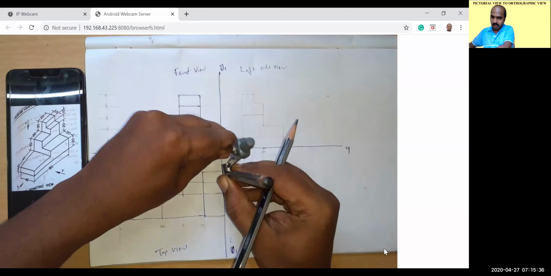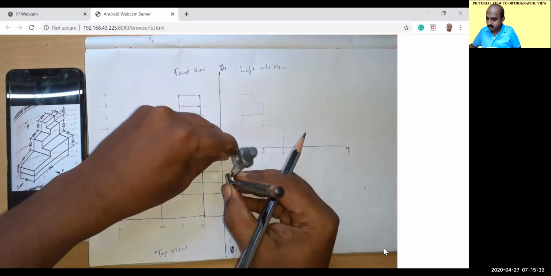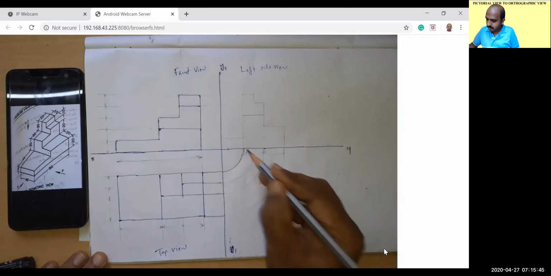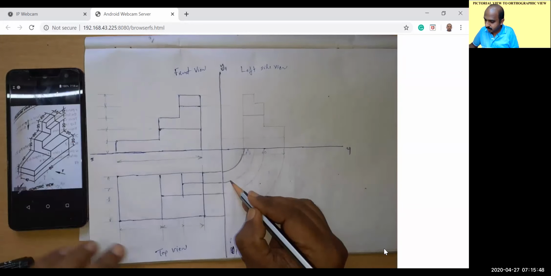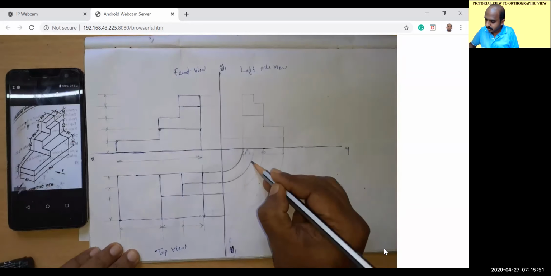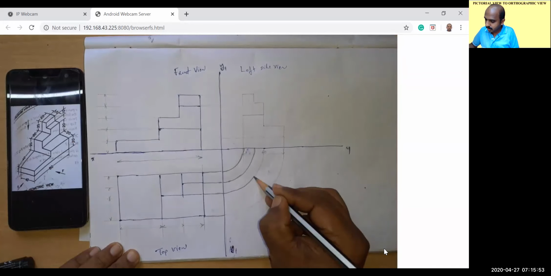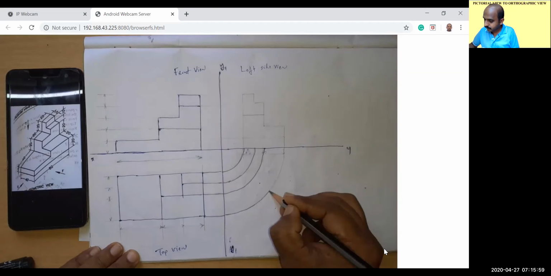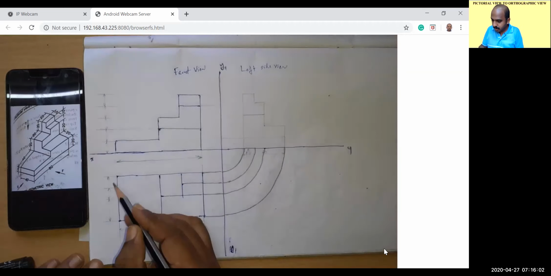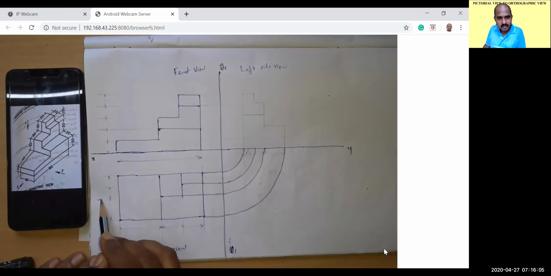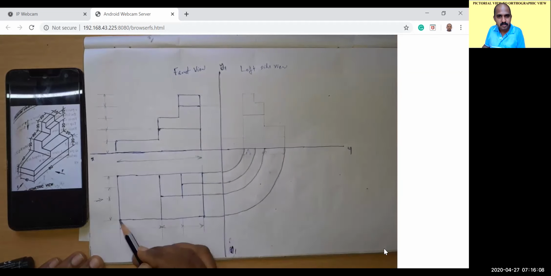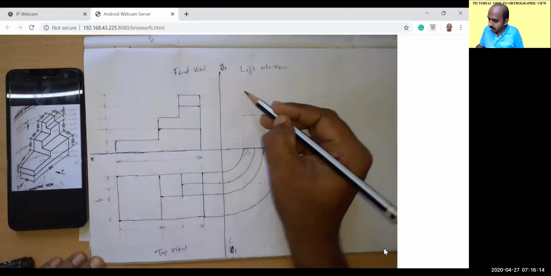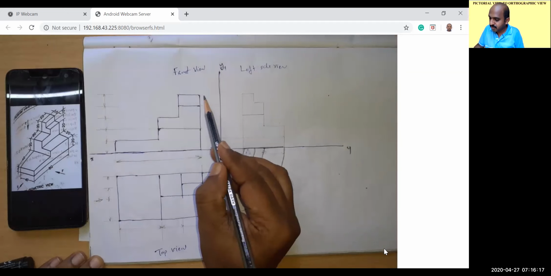From here you draw an arc to another line. I am doing this with the center, drawing an arc to this point. From here also I am drawing an arc, from here also, and here also you draw another arc. Now left side view means you are looking from this direction. This is also 40. You also project from each point of the front view.